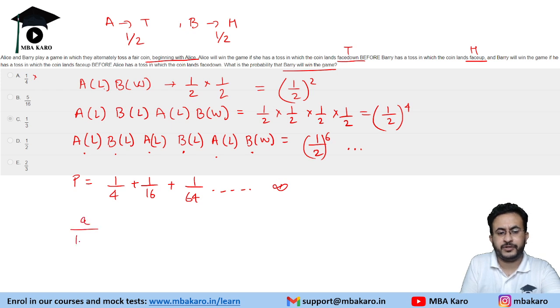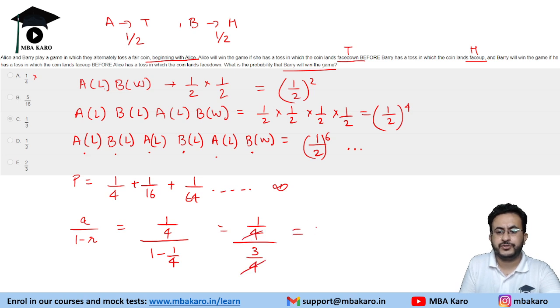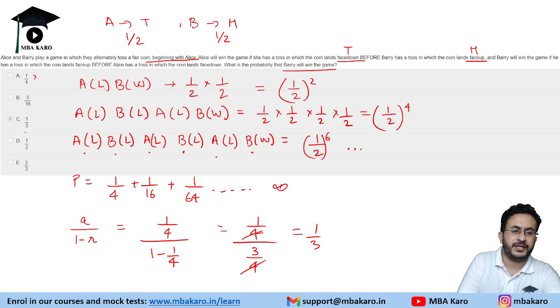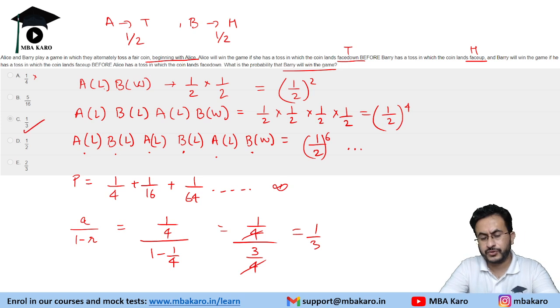Sum is A upon 1 minus R. First term is 1 by 4, 1 minus 1 by 4. It becomes 1 by 4 upon 1 minus 1 by 4 is 3 by 4. The denominator 4 gets cancelled. So we get the probability as 1 by 3. So that is the probability of Barry winning the game. For Alice, it would be 2 by 3.